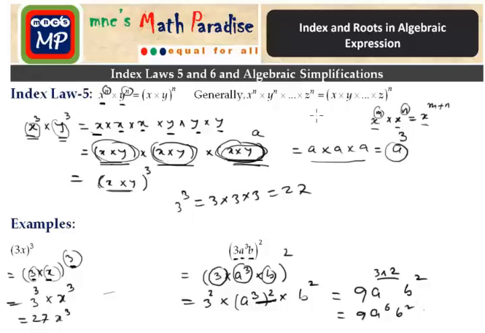So in general we can say that if different bases are multiplied together and they have the same power, then we can take that power as a single power and bring all those bases in their multiplied form. Or inversely, if different bases are multiplied together and they have a common power, we can distribute the common power on each of the bases. This is index law 5, and in later slides we will practice some examples on index law 5.